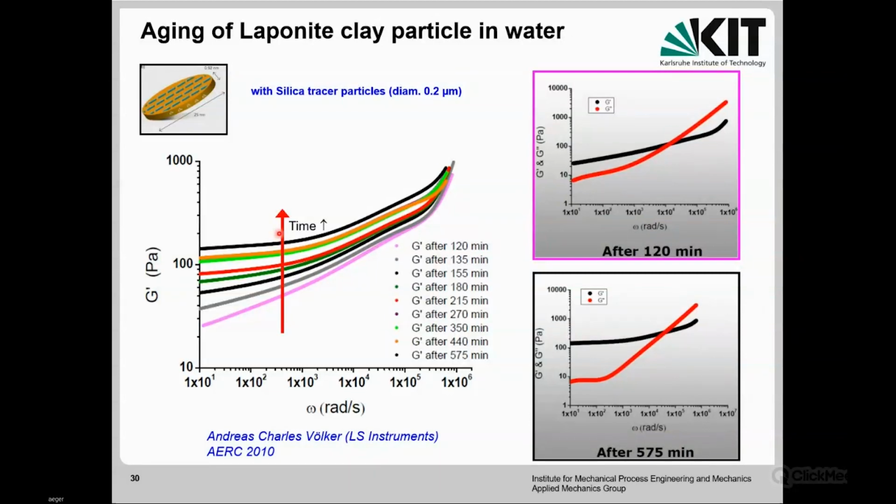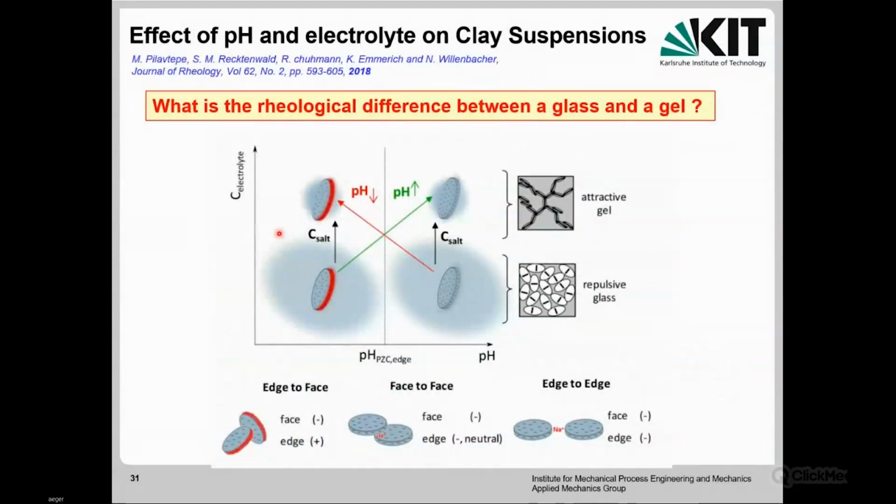And now we use DWS to investigate it, to see if we have differences between the attractive gels that can be formed with these pellets, or the repulsive glass that can also be formed, depending on the pH in the solution or also the electrolyte concentration. You can play with that to form different types of gels or repulsive glasses.